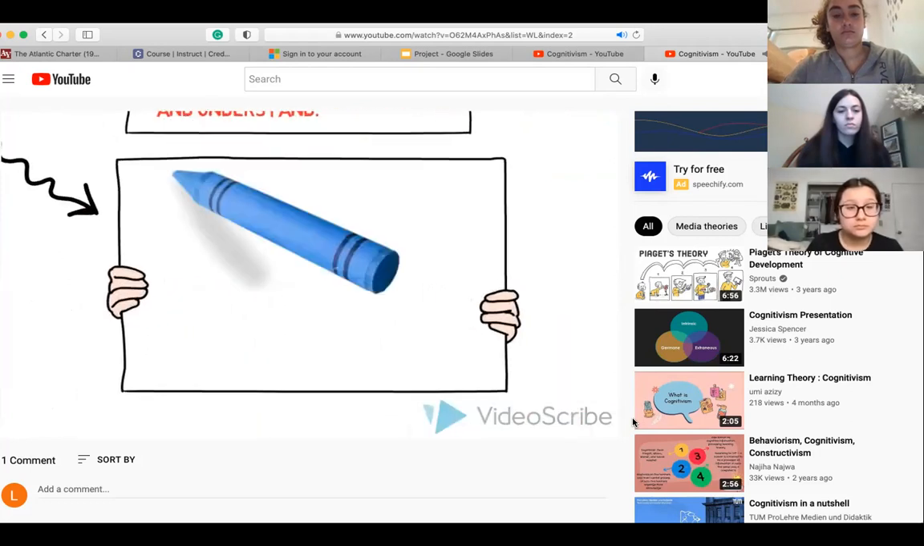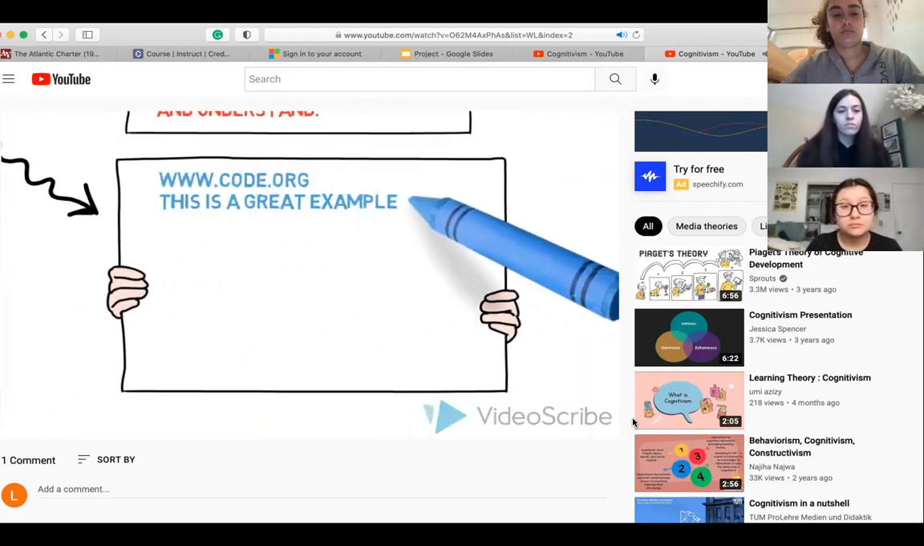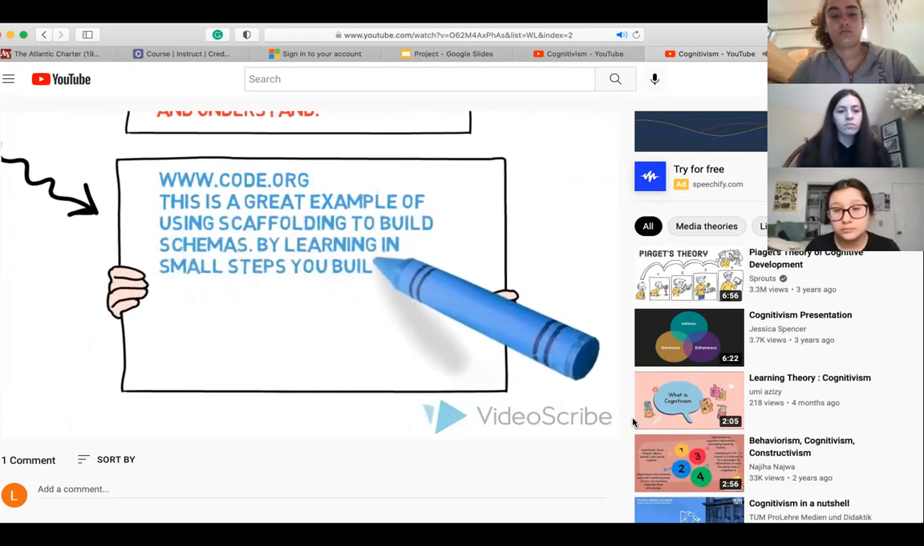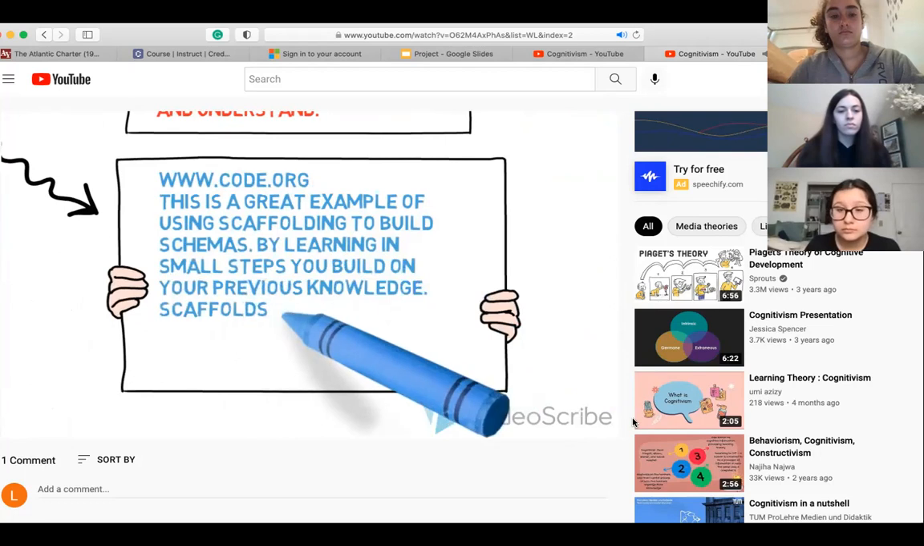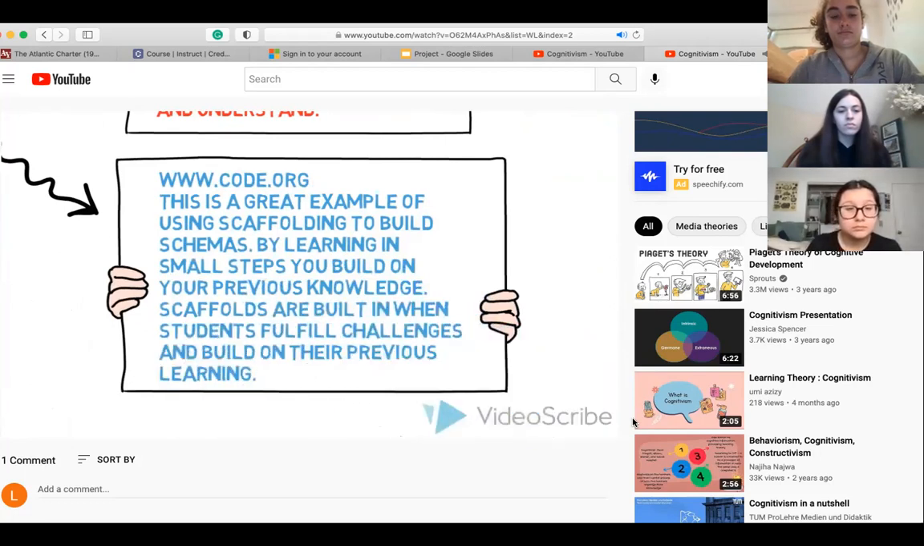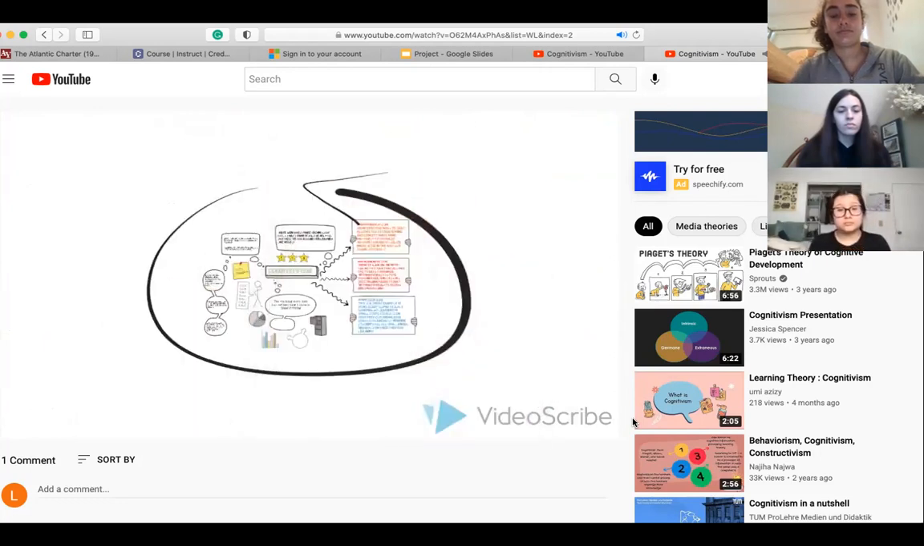My last tool is code.org. This is a great example of using scaffolding to build schemas. By learning in small steps, you build on your previous knowledge. Scaffolds are built in when students fulfill challenges and build on their previous learning. That is cognitivism.